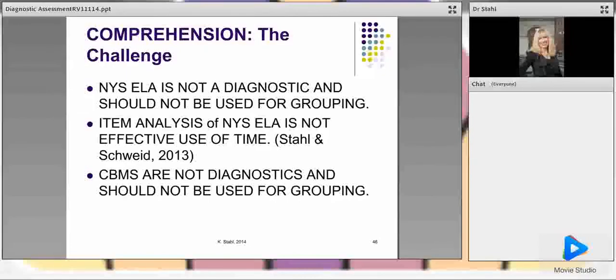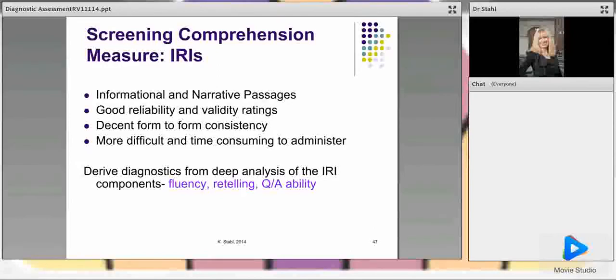But the item analysis of the New York State ELA is not an effective use of school professional development time, and some of the research has demonstrated that children who are in non-proficient categories on state tests actually fall into 10 different clusters of ability. So we really want to make sure that we are employing diagnostic assessments before we put children into groups. We do not want to just put all the proficiency level 1 kids in this group, level 2 in that group, and certainly homerooms are not to be used as diagnostic groups. We want to move away from that.